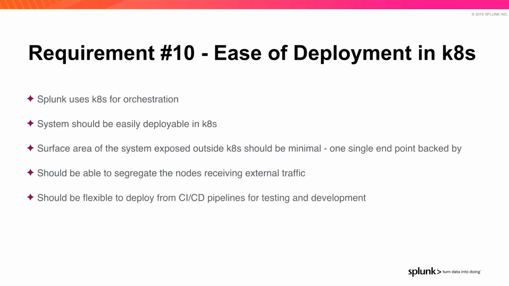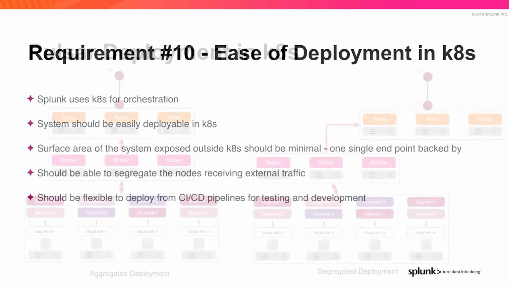So requirement 10, ease of deployment in Kubernetes. Kubernetes is a popular orchestrated deployment environment, and we should be able to easily deploy in Kubernetes. And the surface area that gets exposed outside Kubernetes should be minimal. Then segregation of some of the nodes receiving the data from external clients and cloud-like environment should be possible as well. And we should be able to deploy CI/CD pipelines for testing and deployment as well.